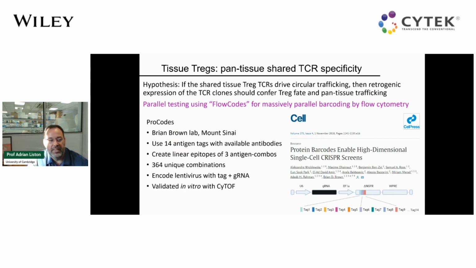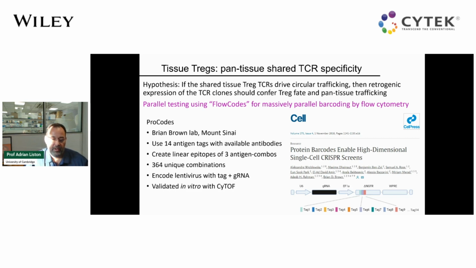And for this, we used the system called FlowCodes, which is a modification of the ProCode technology generated by Brian Brown. Now, this technology was published a few years ago in Cell by Brian's lab. And essentially what it does is it uses 14 different antigen tags that have all got available antibodies. So here you can think of things like an HA tag or a V5 tag.